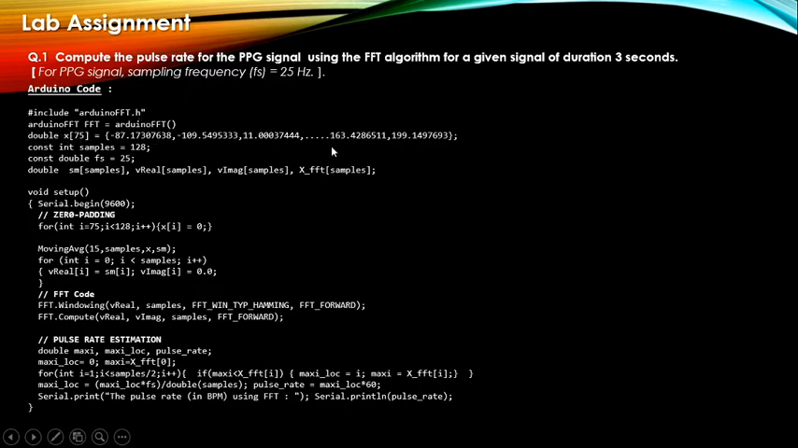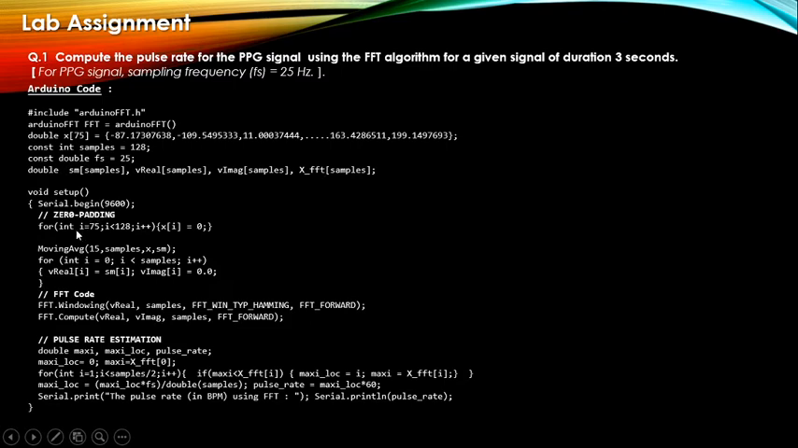Samples is 75, the 75 sample space. The next value nearest to 75 and higher than it, which is of the form 2 to the power m, is 128. Then we set the fs at 25. Then double SM, samples, V real, V imaginary, XFFT. So V real is to store the real component, V imag is to store the imaginary component, and XFFT is to store the FFT values.